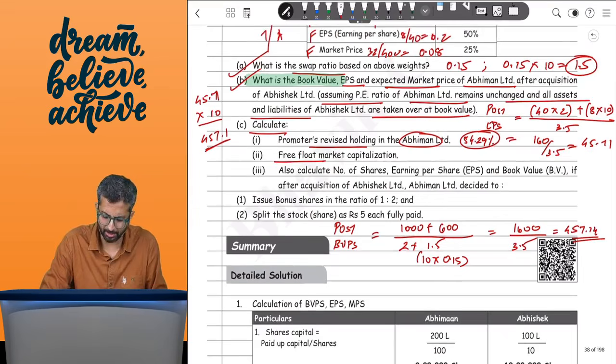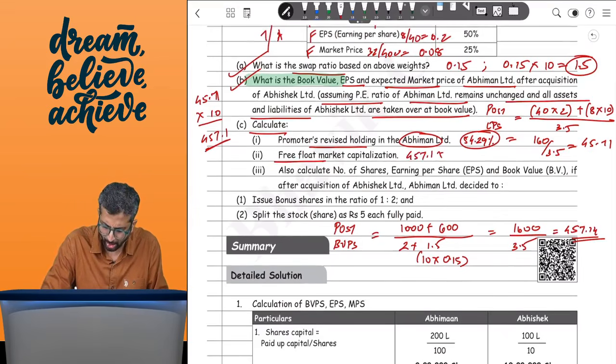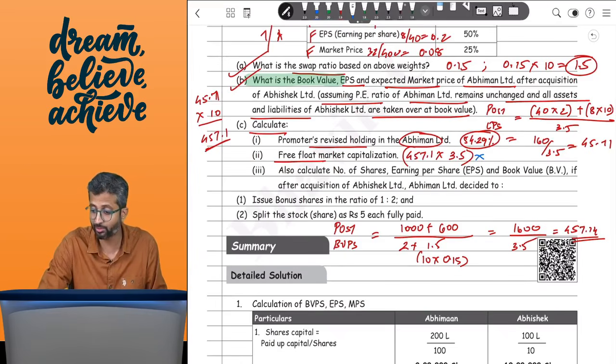Free float market capitalization. So to calculate the market cap is easy, that is 457.1, that is a market price, into 3.5 lakh shares, that is the total market cap. But the question says free float market cap. What is free float? The non-promoter holding, and hence this comes to around 45.71%, that is non-promoter holding. If 100 is the total, 54 is with the promoter, the remaining is the free float. So 457.1 into 3.5 total market cap into 45.71%, this is 731.29.